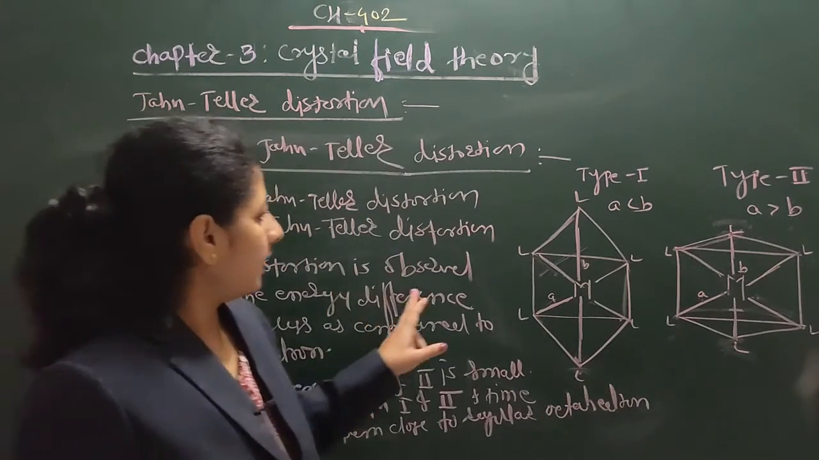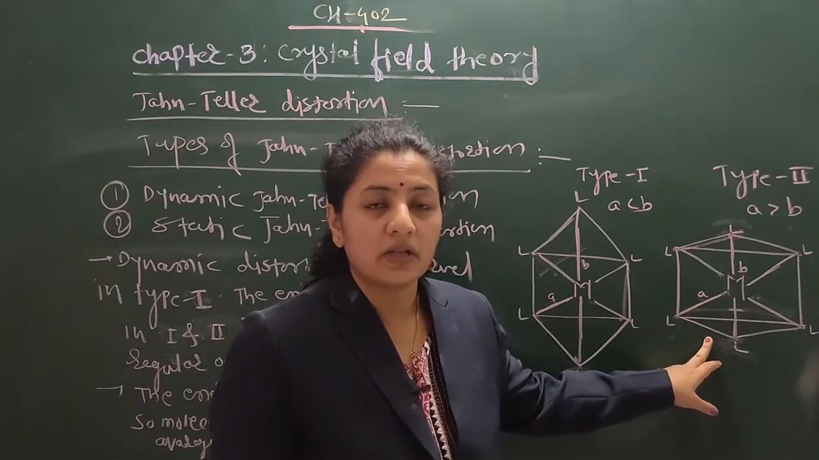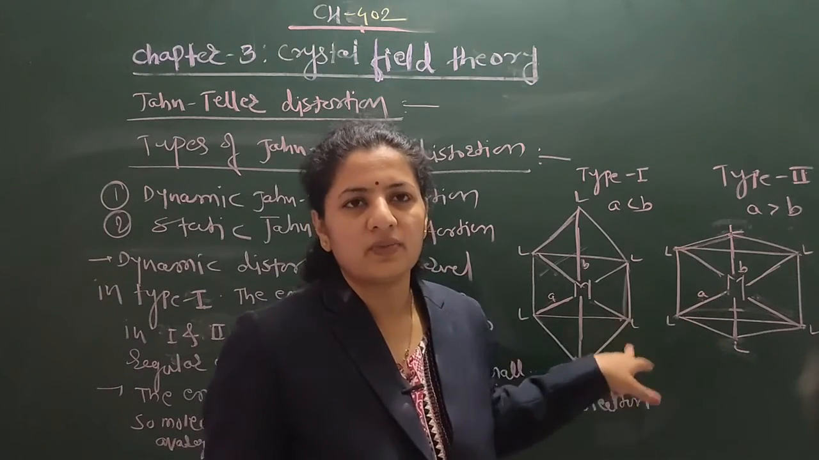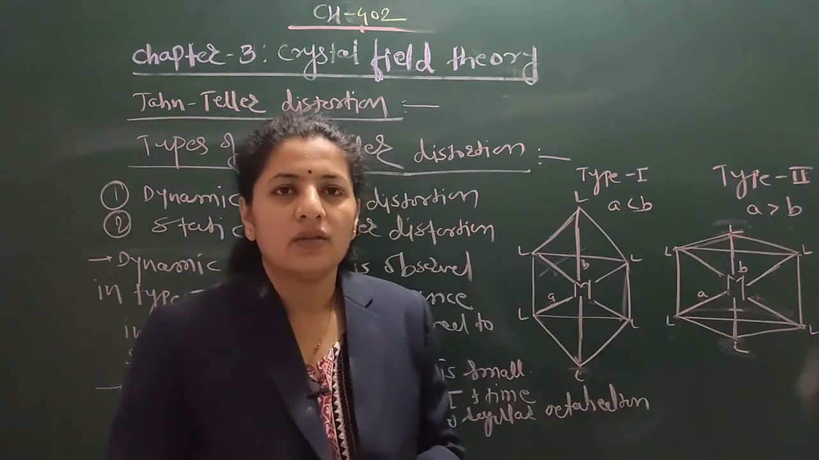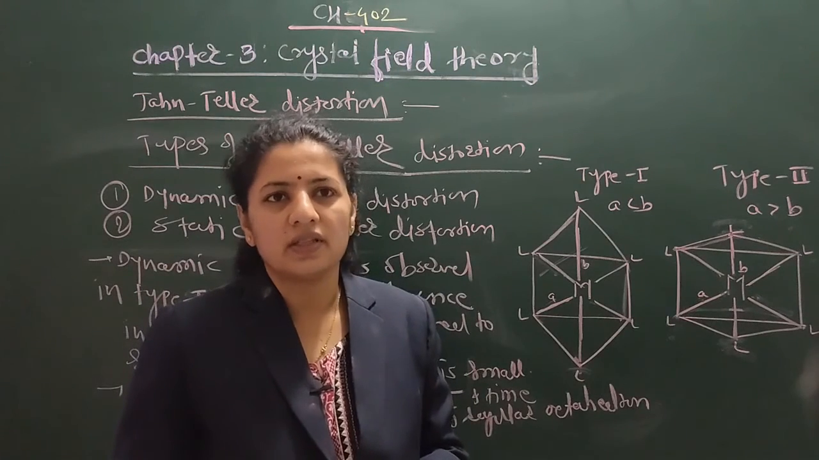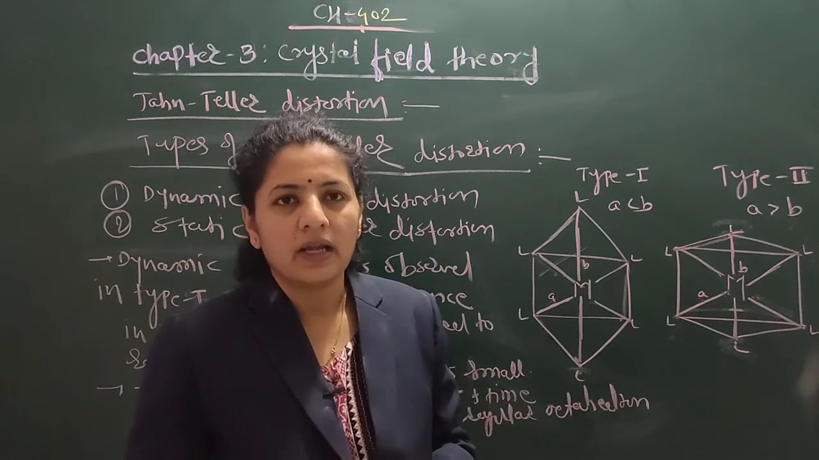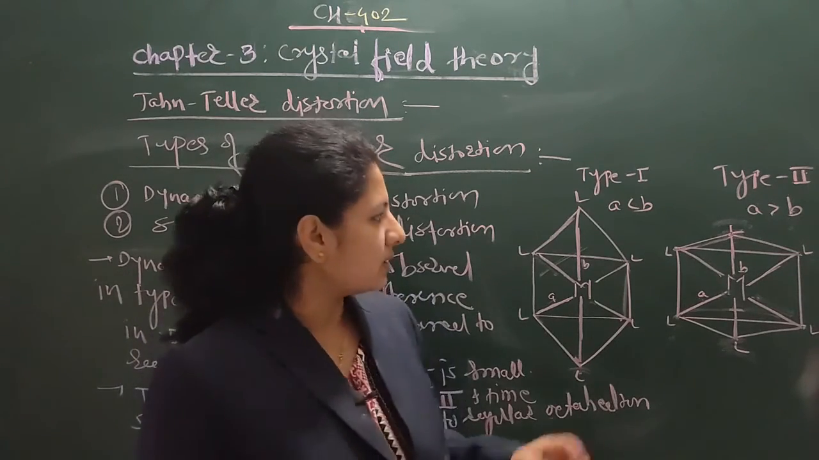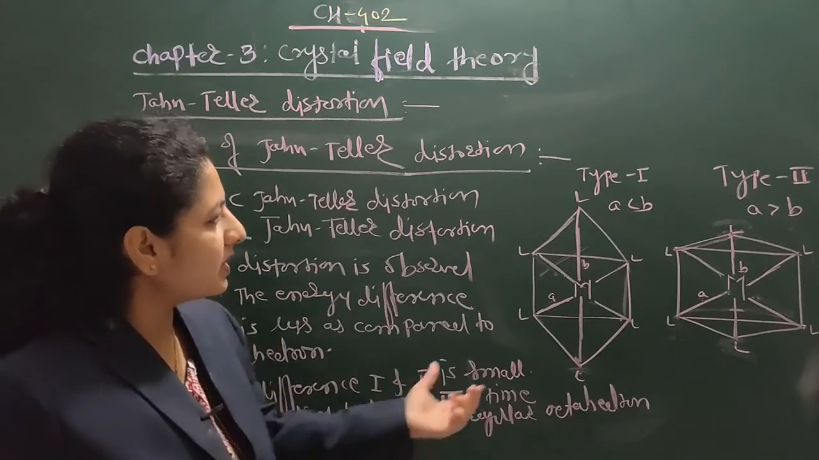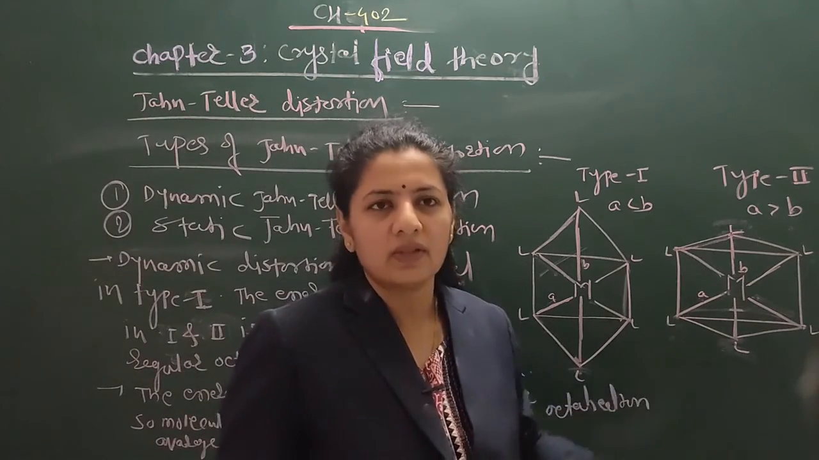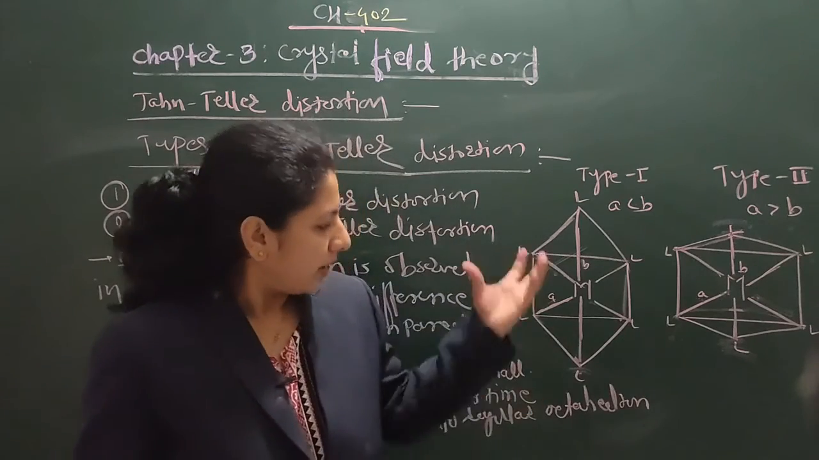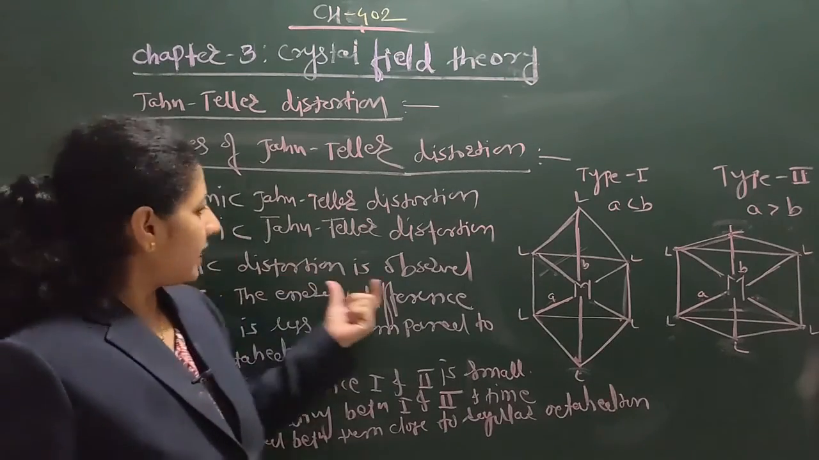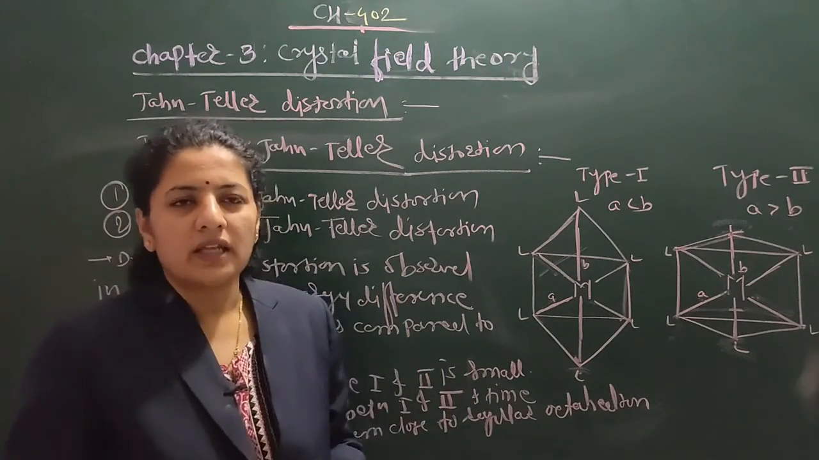So in static Jahn-Teller distortion, the type second is generally observed, and in dynamic there will be an energy difference between type first and type second, and this energy difference is very small as compared to a regular octahedron, and then the molecule is oscillating between type first and second. So the dynamic Jahn-Teller distortion is observed in both. According to this, the dynamic Jahn-Teller is generally observed in a D9 system, that is copper plus 2.